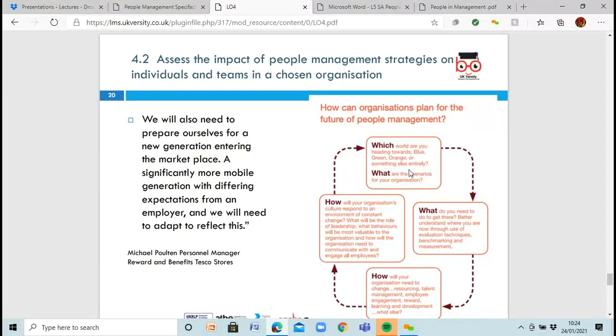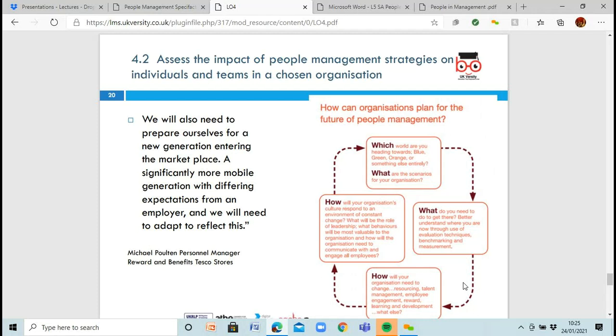So we look at which world you are heading towards. Are you the blue, green, orange, or is it something different? So what are the scenarios for your organization? What do you need to do to get there? And how will you better understand the evaluation techniques, the benchmarking and the measurements?